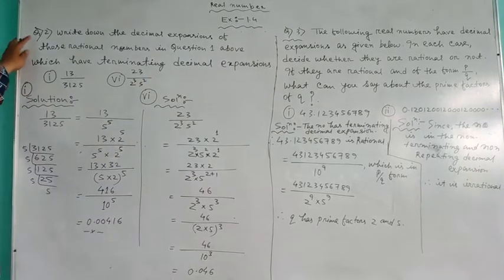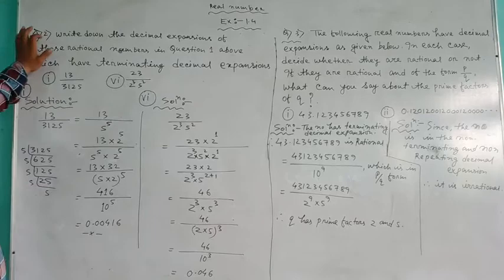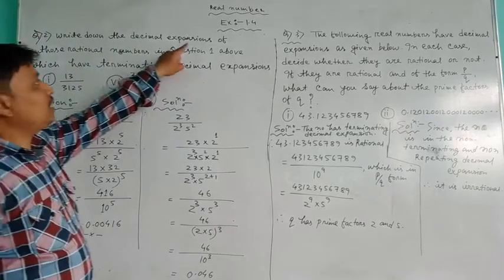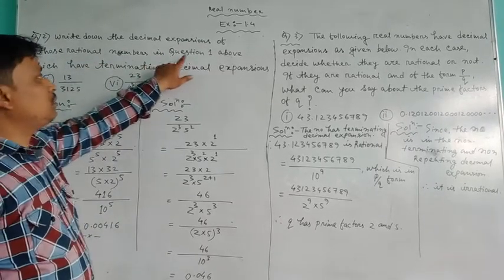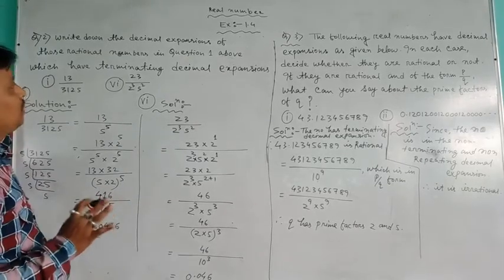In the last video, question number 1 solution was already given. So now see question number 2. Write down the decimal expansions of those rational numbers in question number 1. Question number 1 we have already done.